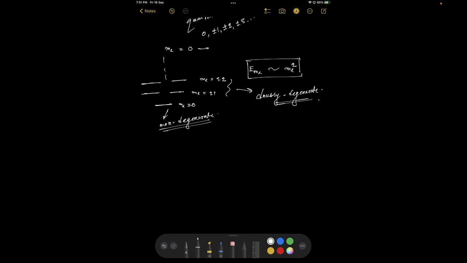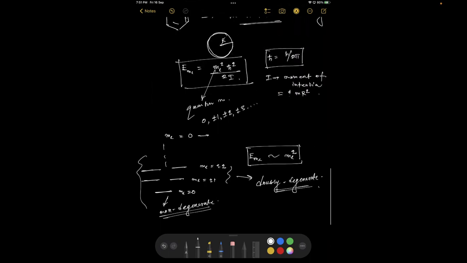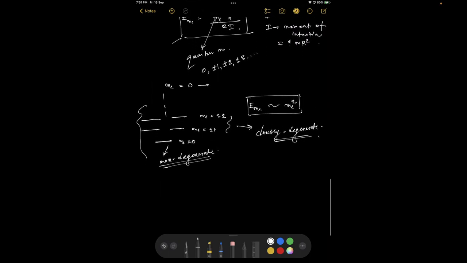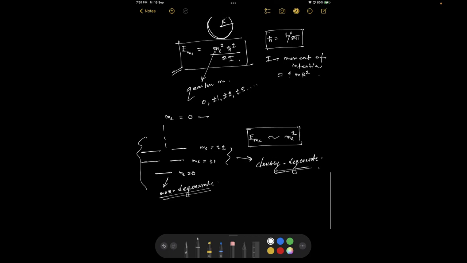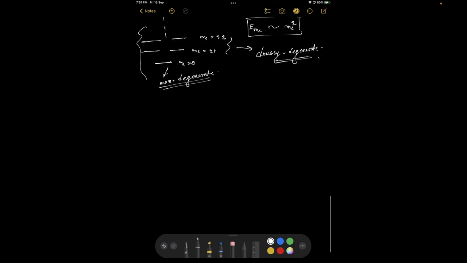Similarly, you can just fill up the electrons here in the energy level diagram, and you can compute the transition wavelength using this expression. And another extra thing is that the wave function corresponding to this particle in a ring problem is 1 upon root over 2 pi times exponential i ml phi.